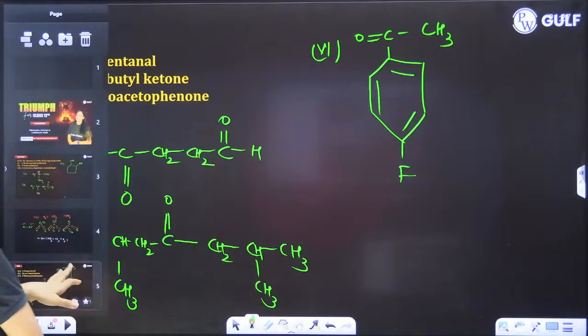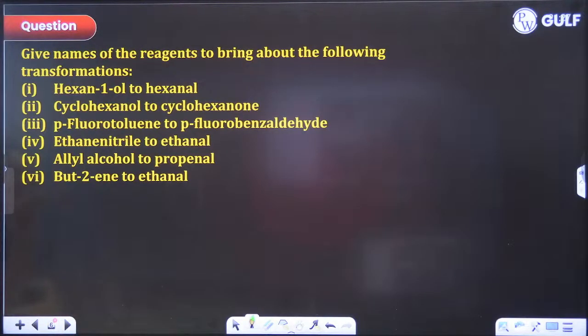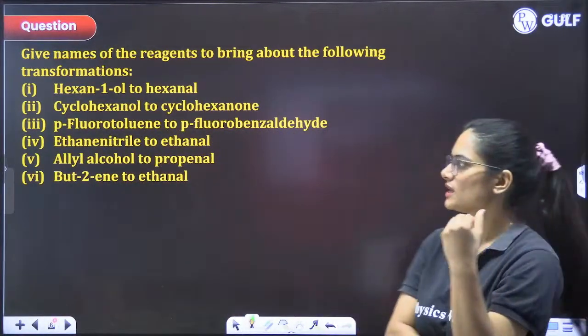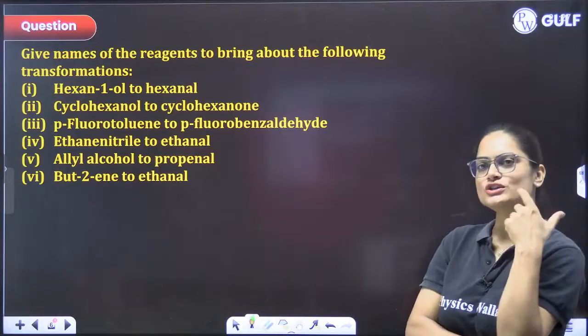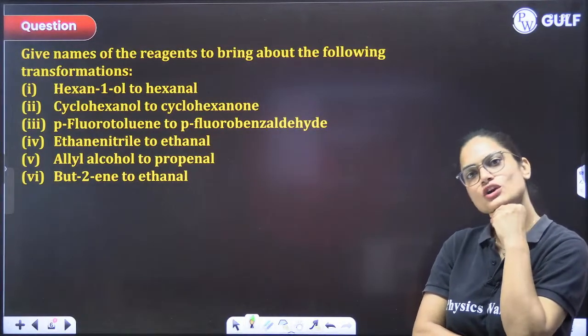Okay, next one we have is, you have to name the reagents to bring about the following transformations, wherein the first one you have is hexan-1-ol to hexanal. You have to convert alcohol to aldehyde. So which reagent will you use? Alcohol to aldehyde, guys.